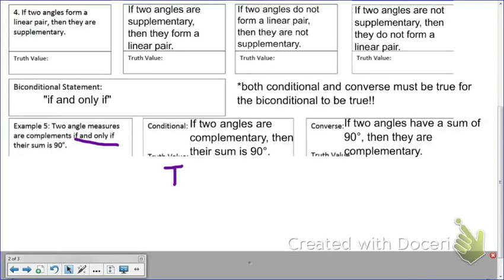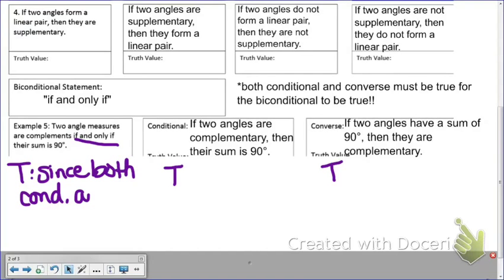The converse is reading the statement backwards. You're switching it around. So it would read, if two angles have a sum of 90 degrees, then they are complementary. This would also be true. So since both the conditional and the converse are true, then we know that the biconditional is also true. Now practice writing these statements on your own.